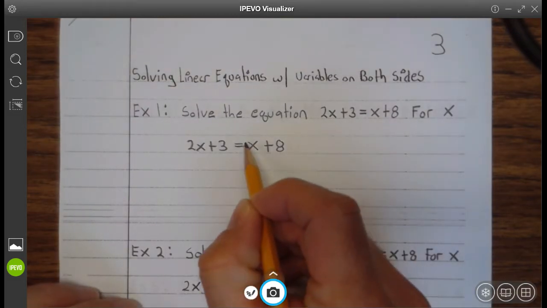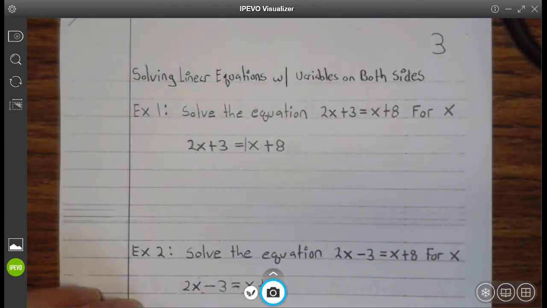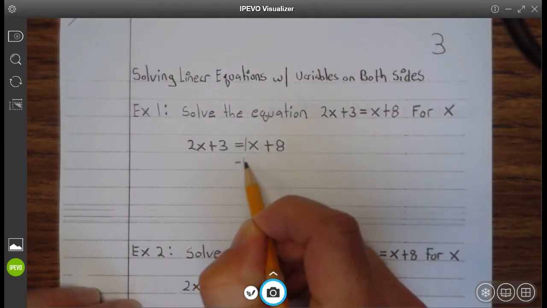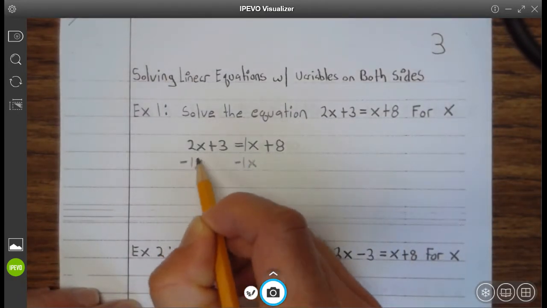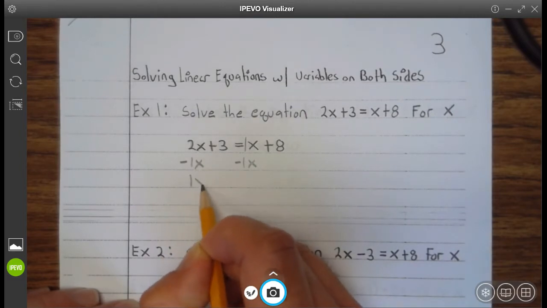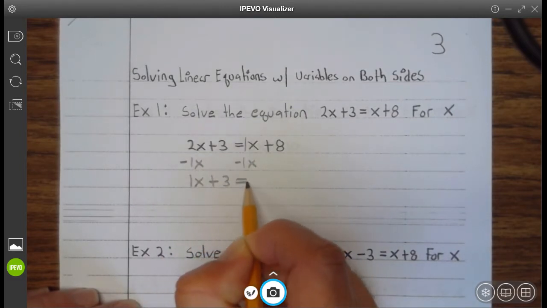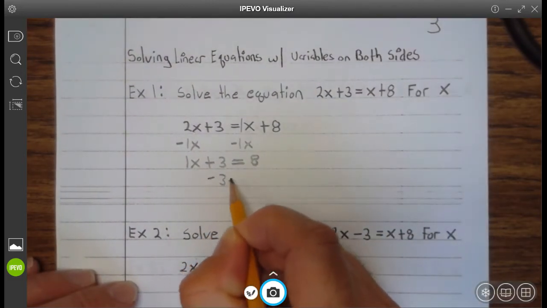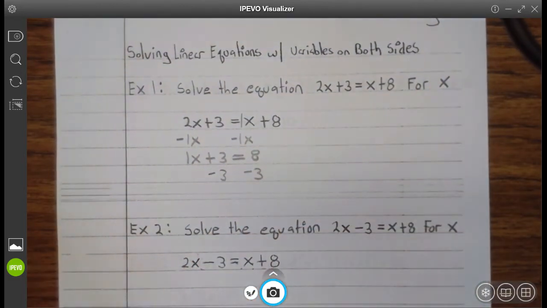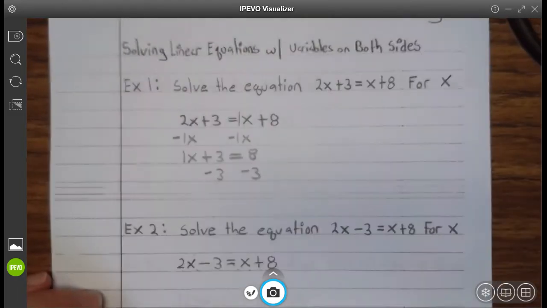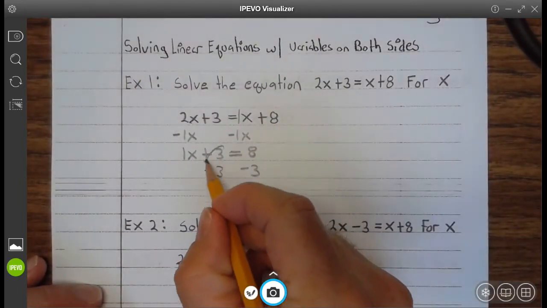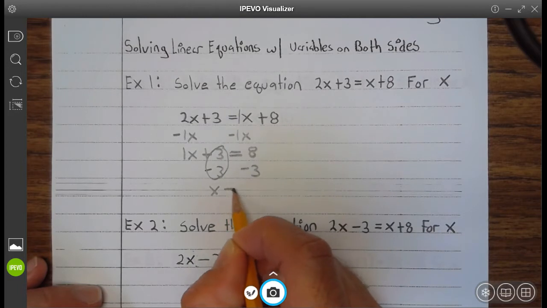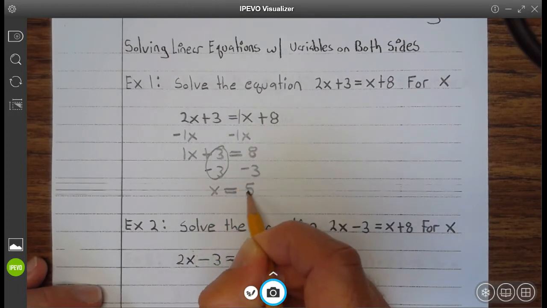Okay, the first thing we're going to do is put a 1 in front of the x because that's 1x. Then we're going to subtract 1x from both sides. 2x minus 1x is 1x plus 3 equals 8. We're then going to subtract 3 from both sides. This is 0, and we're left with x equals 8 minus 3, which is 5.